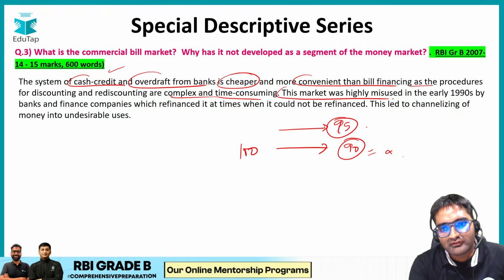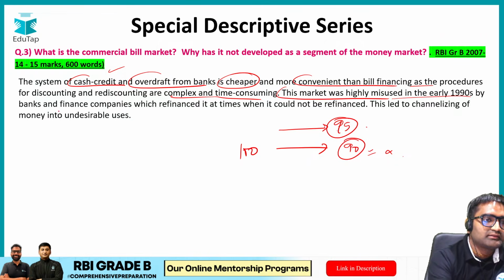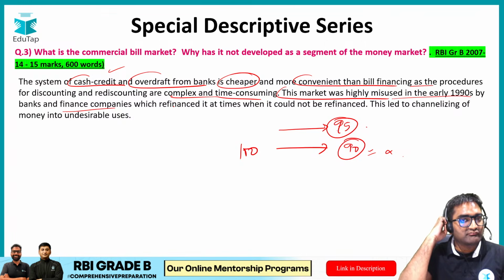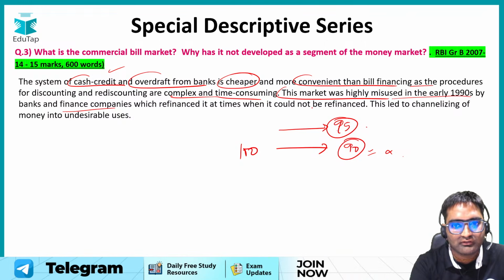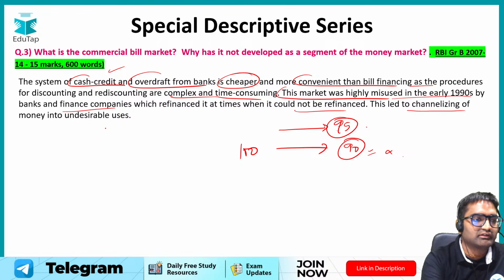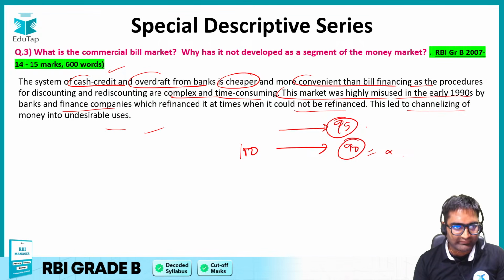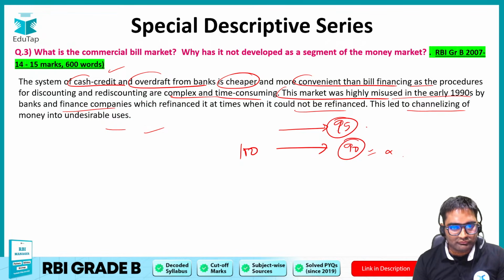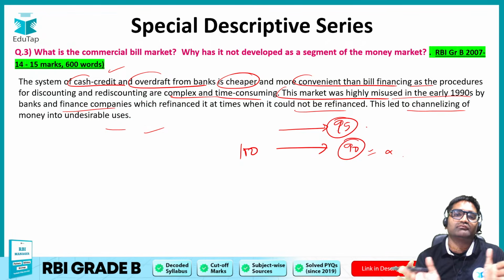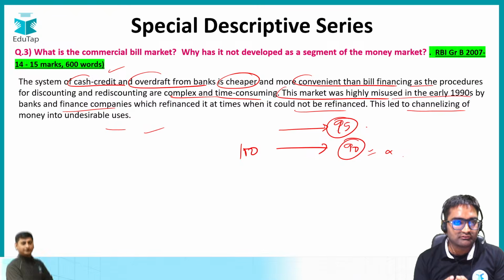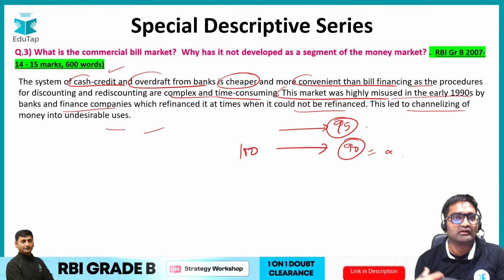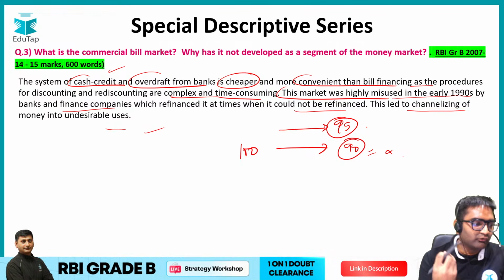This market was highly misused in the early 1990s by banks and finance companies, wherein fake bills and all were used. Okay, and that is why we can say it is not that much utilized. So in this manner you can mention the conclusion. This is the way you can answer these finance static related questions. We have taken an idea on how to answer the descriptive questions.